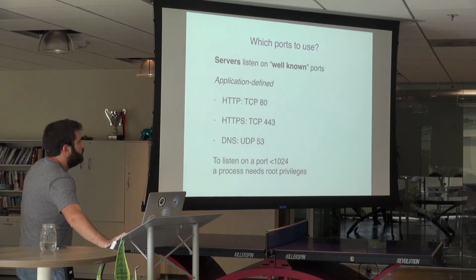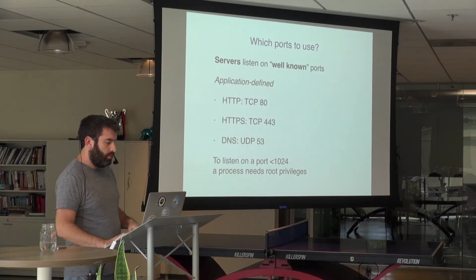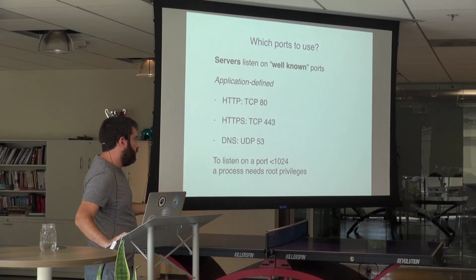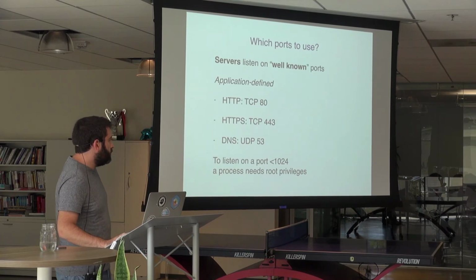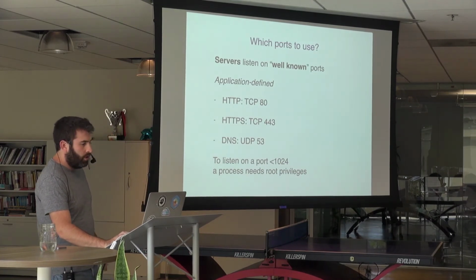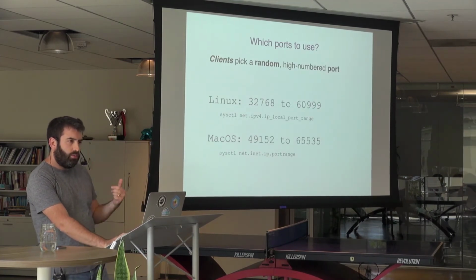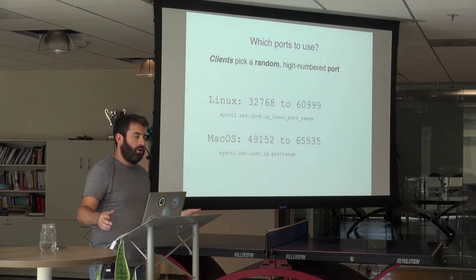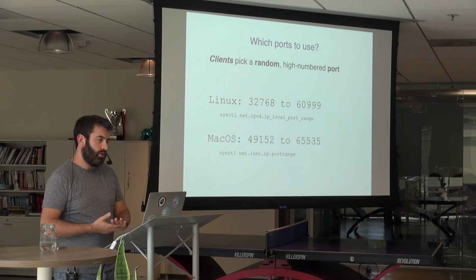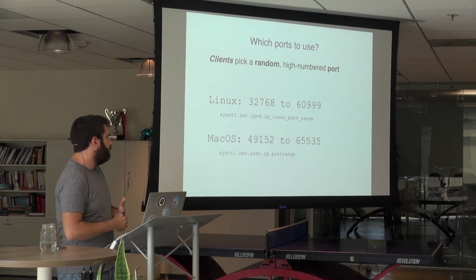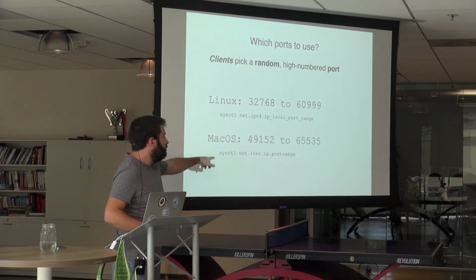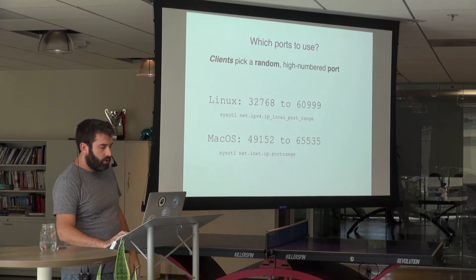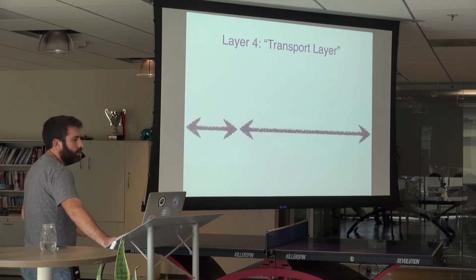So servers listen on well-known ports. These are ports that developers are probably familiar with. You often need root privileges in order to listen on low-numbered ports. Clients, people often ask, what port does a client use? The answer is some random high-number port. It doesn't matter, because the identity of the client port is not meaningful to the server. And you can figure out what ports your computer might be using by running these commands. So layer 4. Layer 4 is called the transport layer.